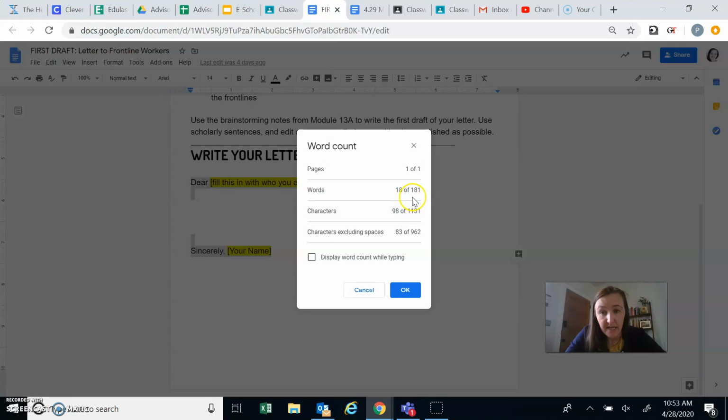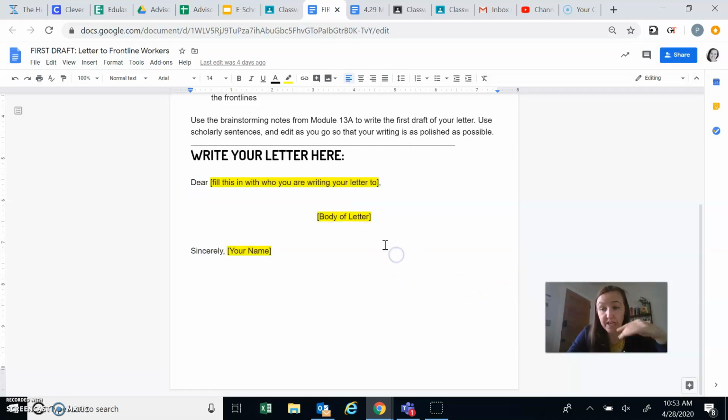So this 18 out of 181, that means that my letter, the part I highlighted, is currently 18 words long. It needs to be 250, so I have a long ways to go, which makes sense because I haven't written anything in the document. Make sure you go by this first number and not the second number. The second number includes the directions. Those don't count. So you've got to go by this first number, this 18. When that is up to 250, you've met the word minimum. And that's what you need to do today.